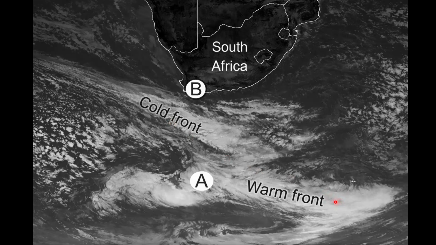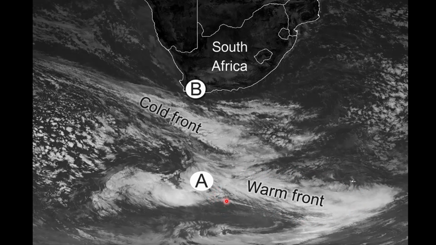Now look at the area labeled warm front. You will notice the clouds are spread out. They are thin and layered. The cloud band is much wider. This tells us that this is a warm front. Warm fronts form when warm air gently rises over cold air.